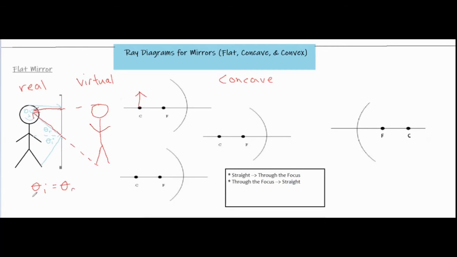So it still does follow this rule where the angle of incidence is the same as the angle of reflection, but it's a little bit harder to work with those ideas with a mirror that's curved. Generally speaking, if you drew a light ray straight into the mirror, it's going to reflect through the focus. And if you draw a light ray through the focus, then it's going to bounce off straight with this reflected ray. And it'll look something like this.